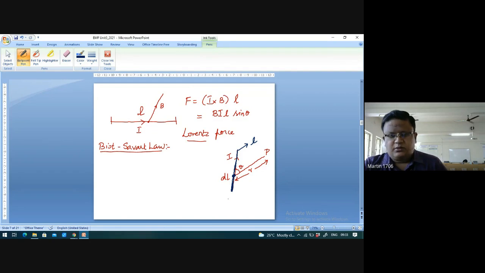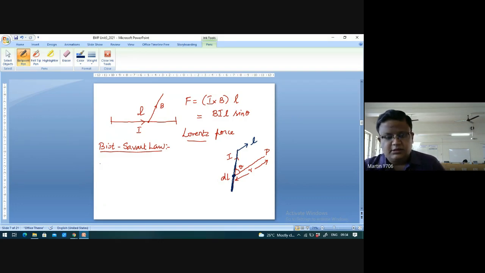So what is the postulate given through this Biot-Savart law? The magnetic flux density produced by the current element at any point in a magnetic field is proportional to the current element. So what is the current element here? IDL is nothing but the current element, and inversely proportional to the square of the distance between them, as you studied in the previous concept. So I will write the statement.